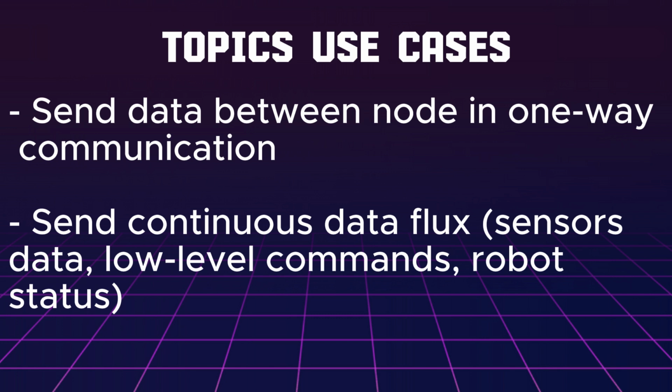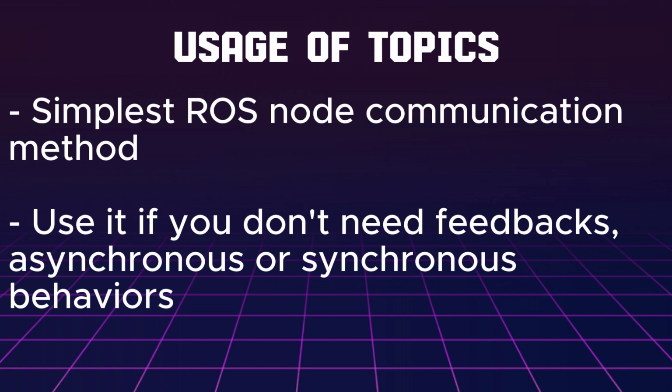Topics are used for all continuous data flux, such as sensor values, low-level commands like speed control, and robot state, like its position. It could be considered as the default communication method to use if you don't have specific needs such as feedback, synchronous or asynchronous behavior.